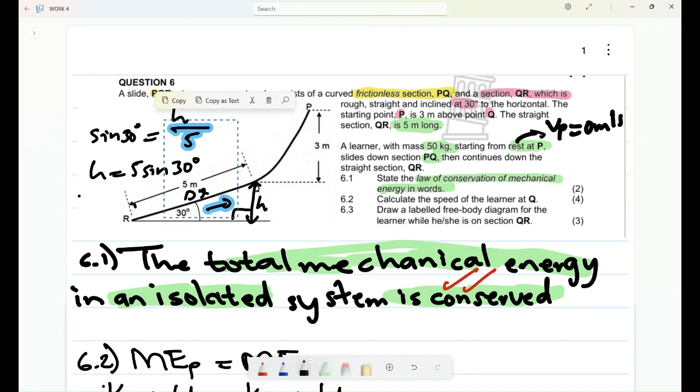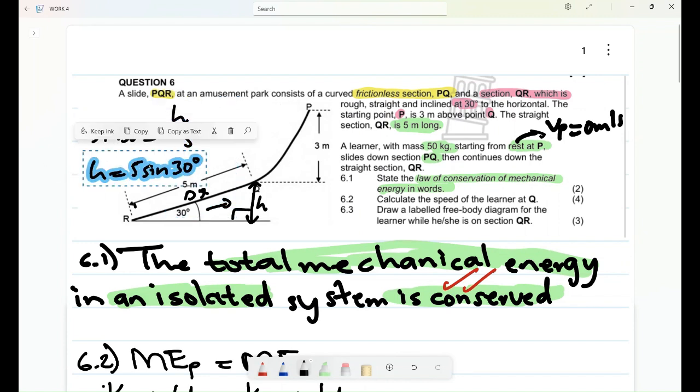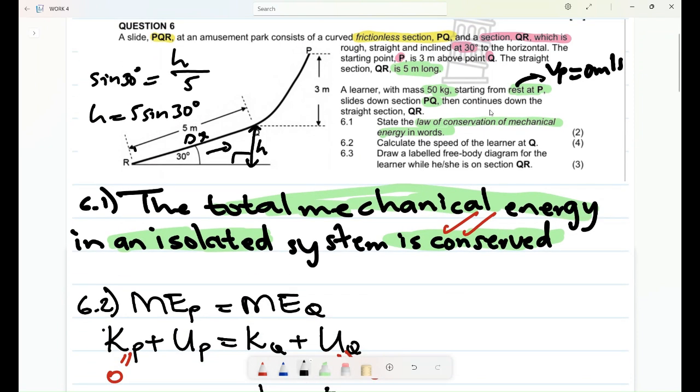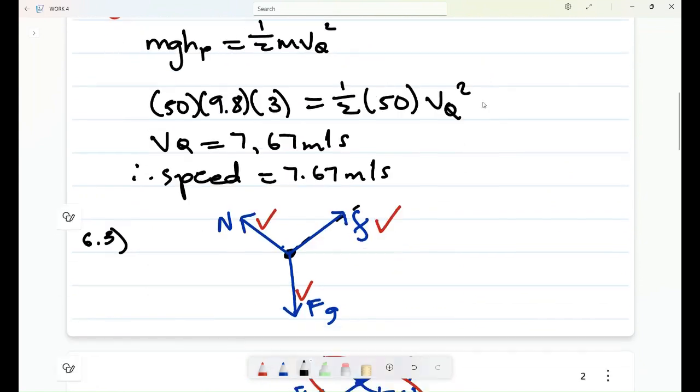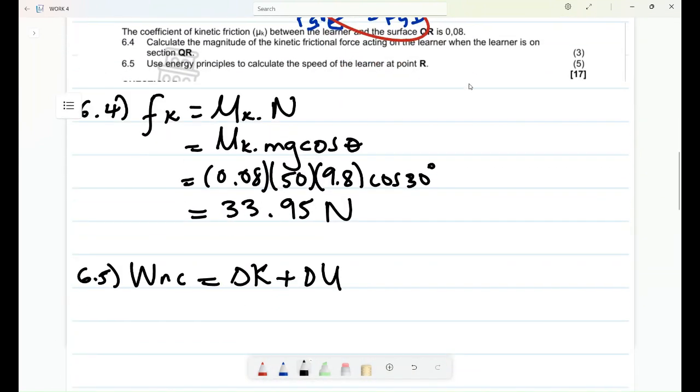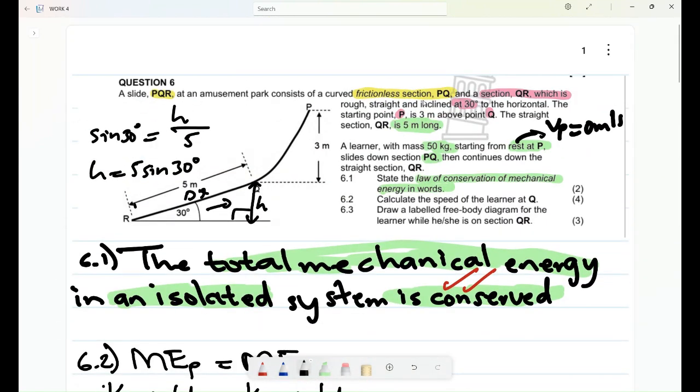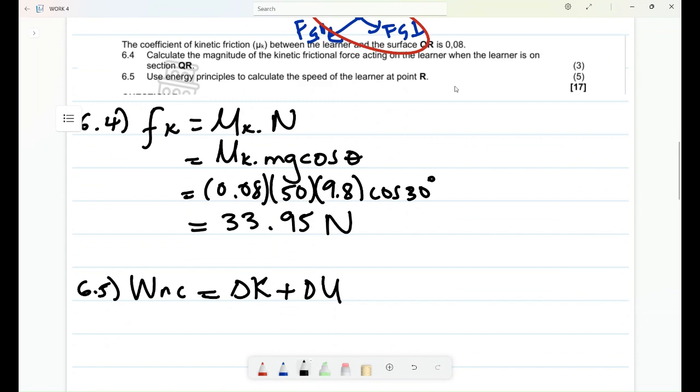Please take it as it is. Take it as 5 sine 30 so that the examiner can see where you take it from, because when you substitute 2.5, it's going to be an equation where the examiner asks where it comes from. All right, so we agree that the final height at R is 0. So let's try to manipulate this.